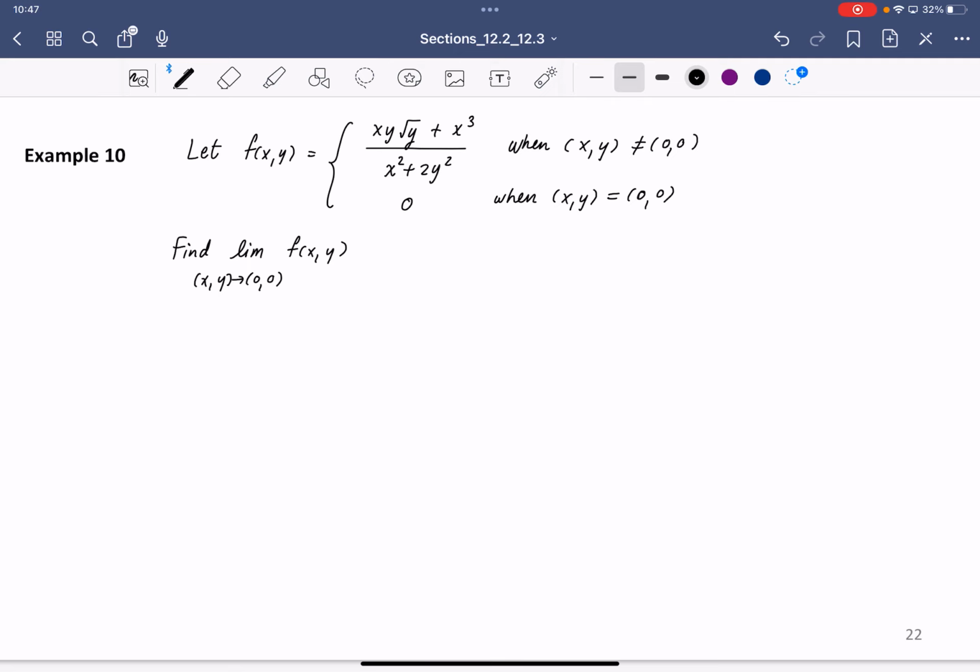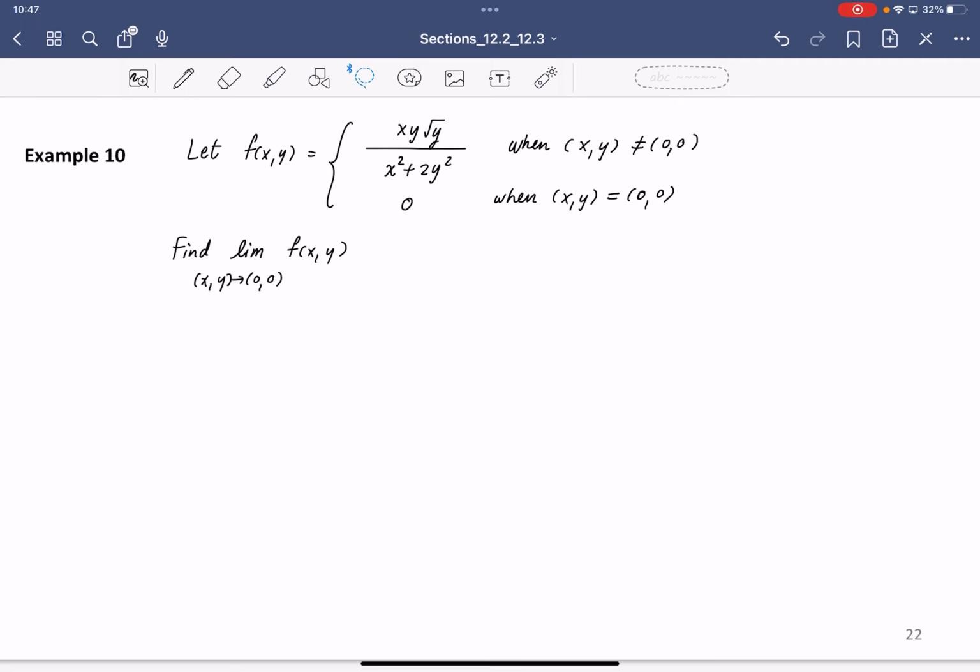Let's make it simpler by just deleting the x cubed here. Okay, let's do this one. So example 10. What if you want to find the limit as (x,y) goes to (0,0) of this one?